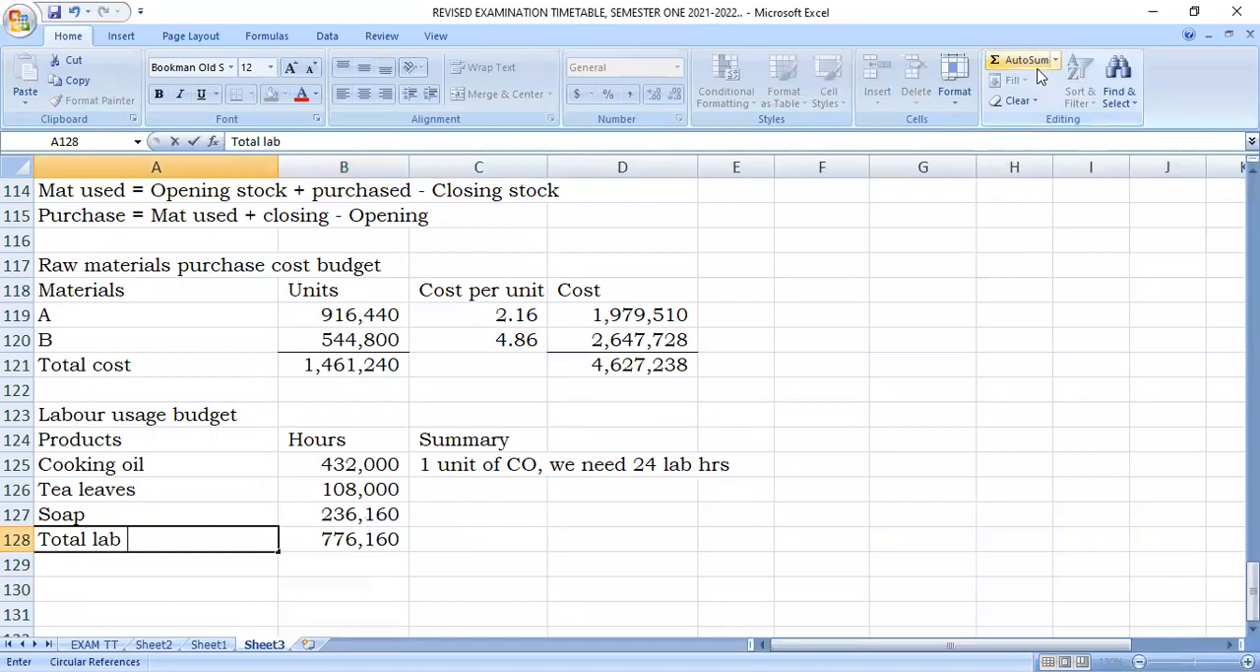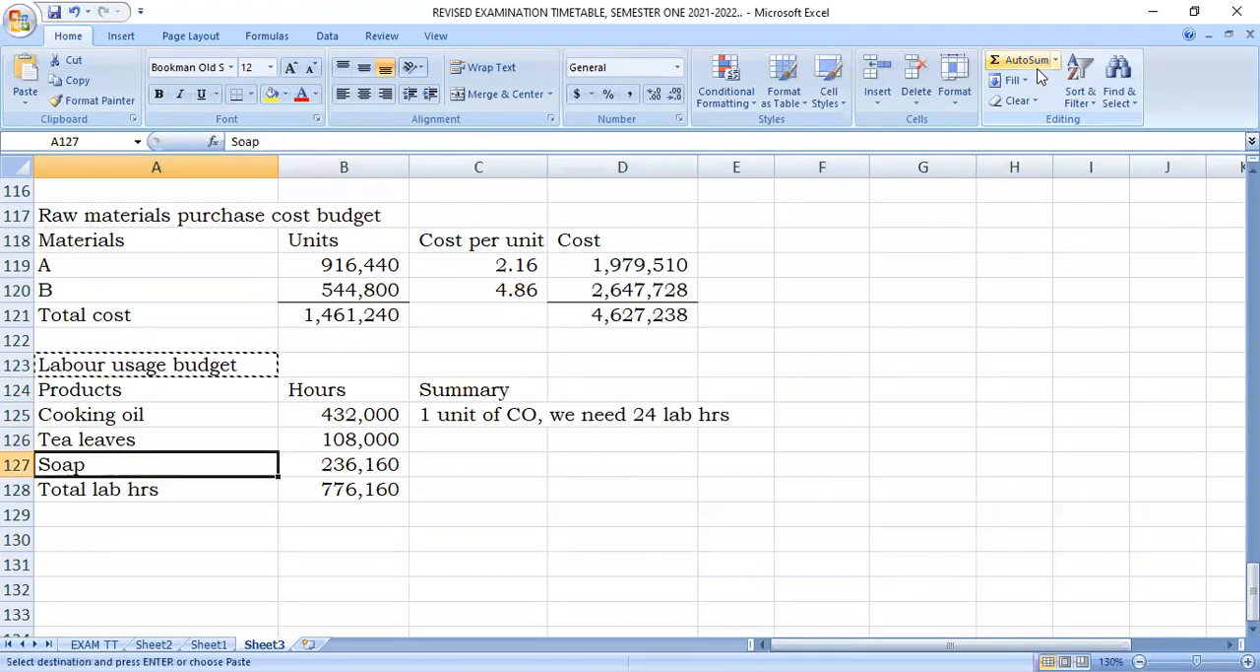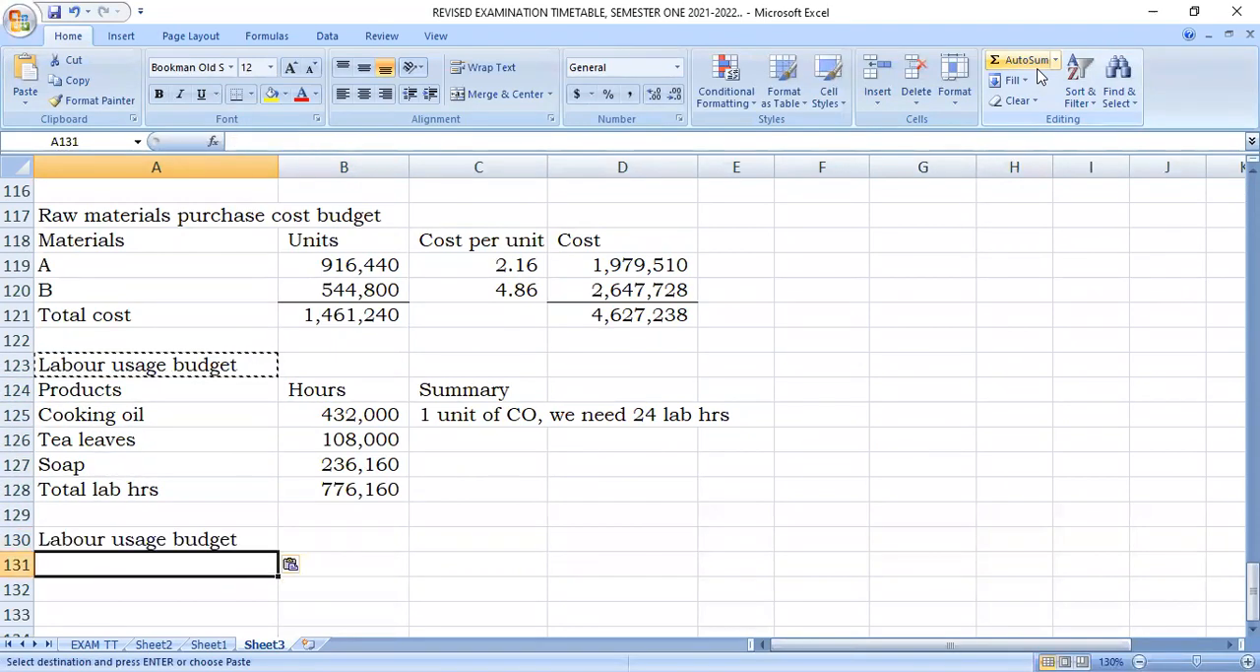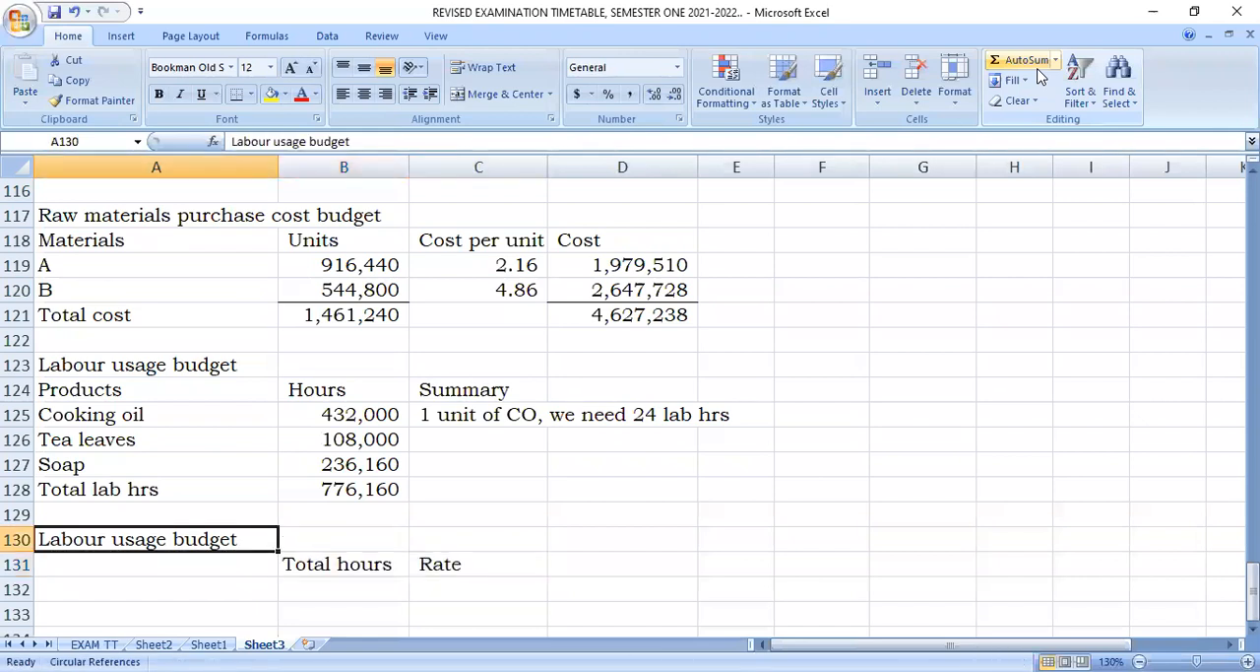Total labor hours. So the question is, how much is a single labor hour? And you get your production cost or labor cost. Okay, the labor cost budget looks at the number of hours used, then it looks at the cost per hour, what you call the rate. How much are you paying for a single hour? You may choose to show how much you're paying for each product, which is also okay, where you bring in the products.